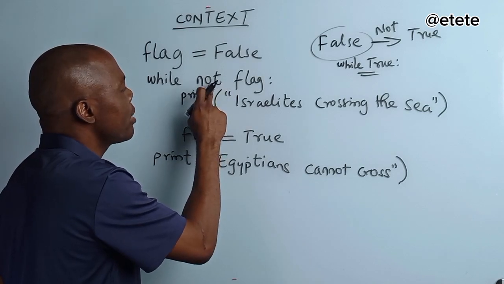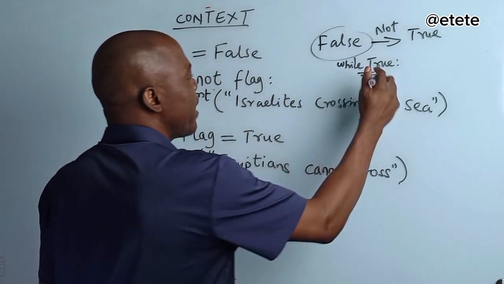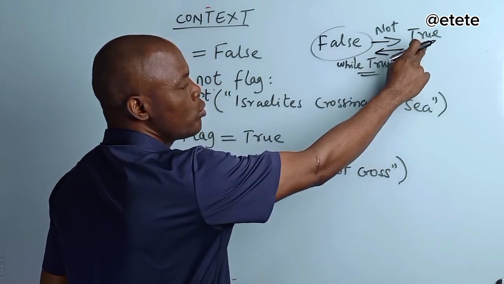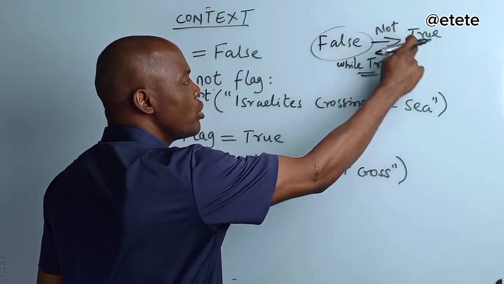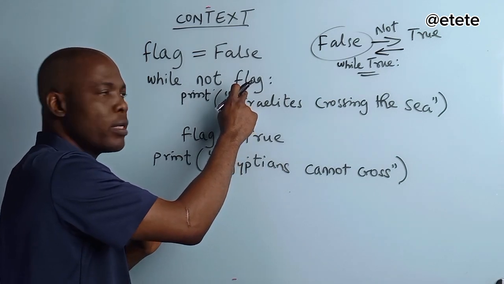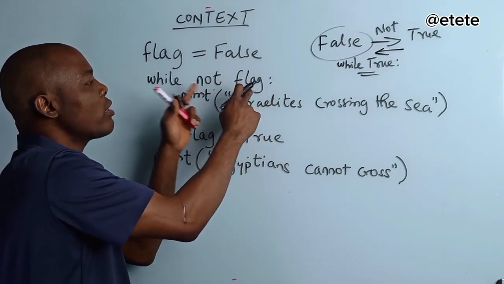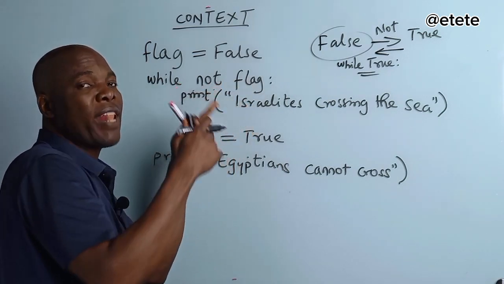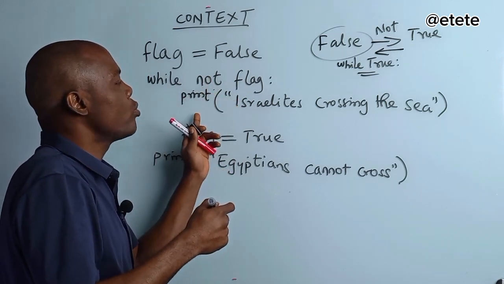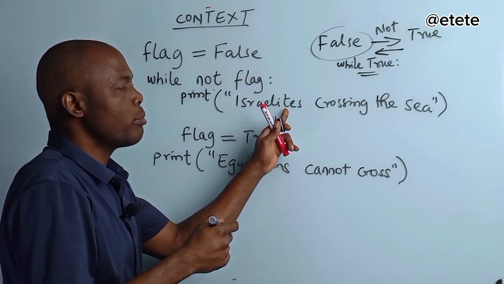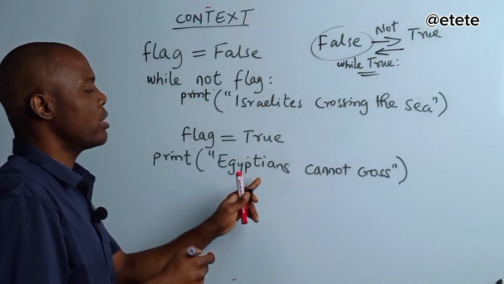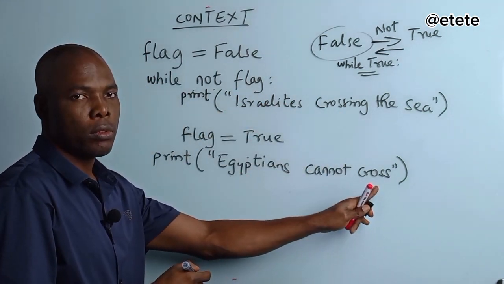This place will now be "while not flag". So now the flag is true. You are now going back this way. Flag is now true. Now the not will change the true to false. So flag is now what? While not flag, that is, the flag is no longer false, it is now true. So now that the flag is true, it will not print this again. It will not go in to print this. It will come out and print Egyptians cannot cross.